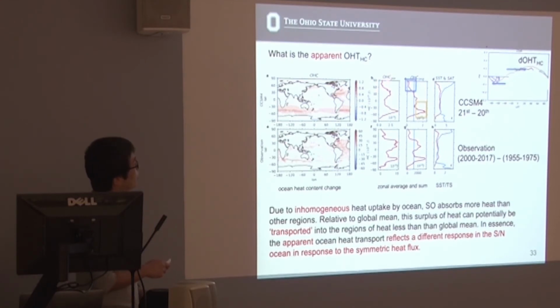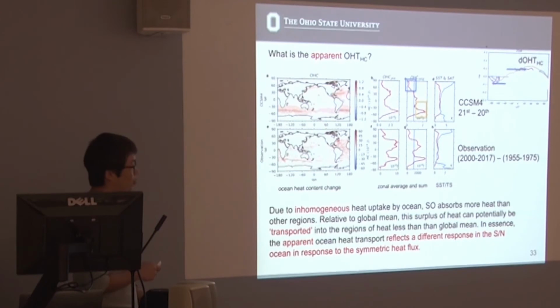When we take a look at the zonal average of the ocean heat content change in the 21st century, we see there are two peaks in the mid latitudes. One corresponds to the North Atlantic and another corresponds to the Southern Ocean. When we integrate these anomalous ocean heat content zonally, we have the total ocean heat content change. Therefore, there is only one peak there. It is the Southern Ocean, because the Southern Ocean has a wider ocean basin there.